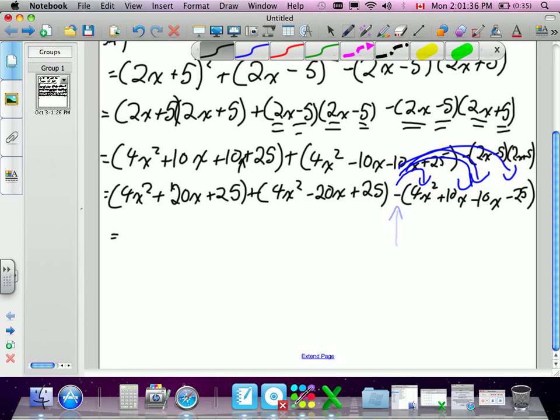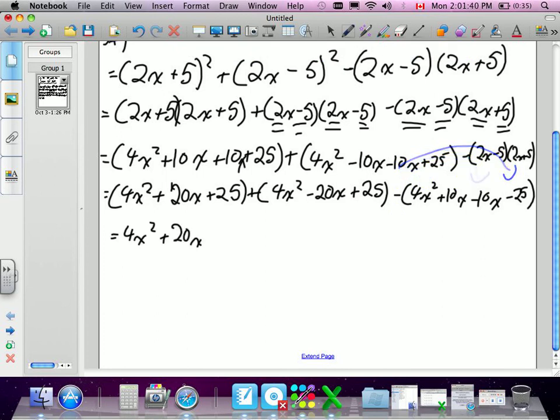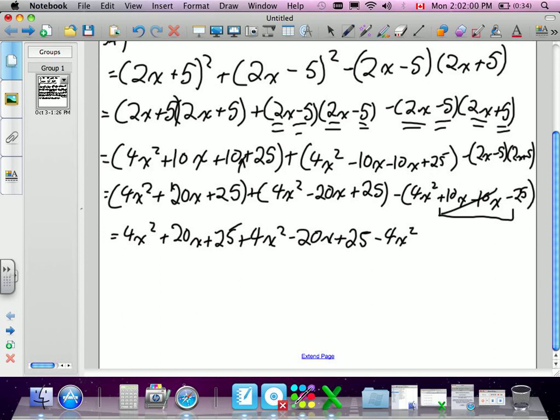So I'm going to rewrite the first terms without the brackets. We get 4x squared plus 20x plus 25 plus 4x squared minus 20x plus 25. Now, this becomes negative 4x squared because we apply the negative. Now, here we have positive 10x, minus 10x. They cancel each other out. And the negative times the negative 25 becomes positive 25.